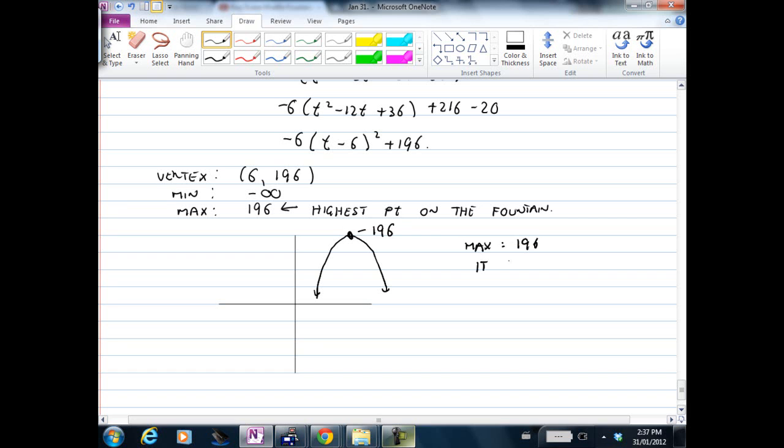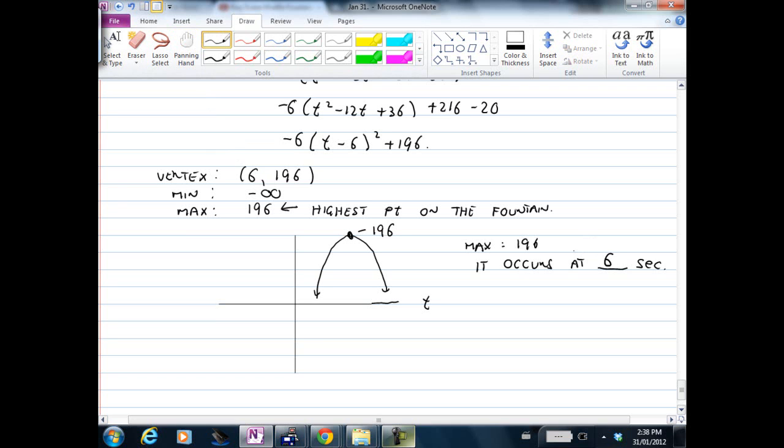It occurs at blank seconds. Here's where some of you are stuck. My x-axis is really time. So they want to know what is the x value when y is at 196. Serena, what's your x value? 6. Because my vertex is x equals 6, y equals 196. So when the water is at 196, that's when your time is at 6 seconds.